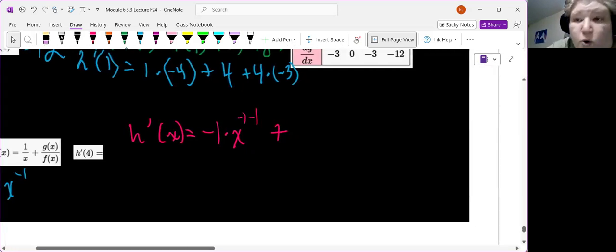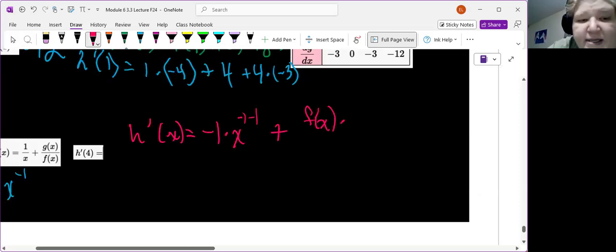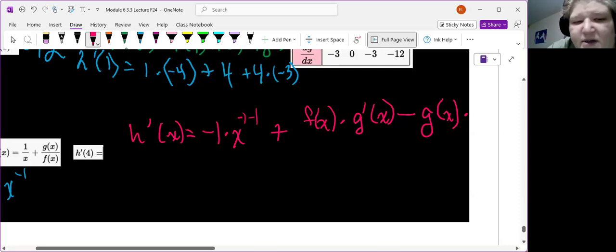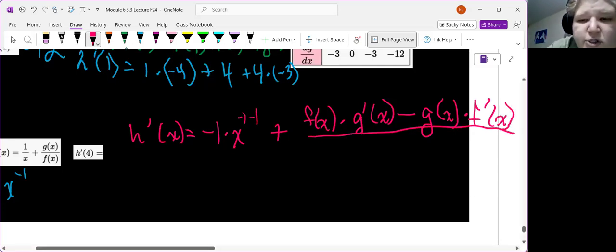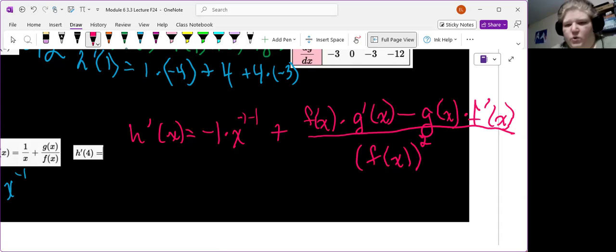All right, so low, which is f of x, d high, which is g prime of x, minus high, which is g of x here, d low, which is f prime of x, over square the denominator, which is f of x, and away we go. So low d high minus high d low, squared the denominator, away we go.